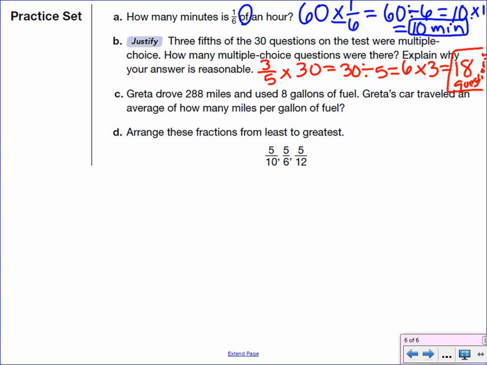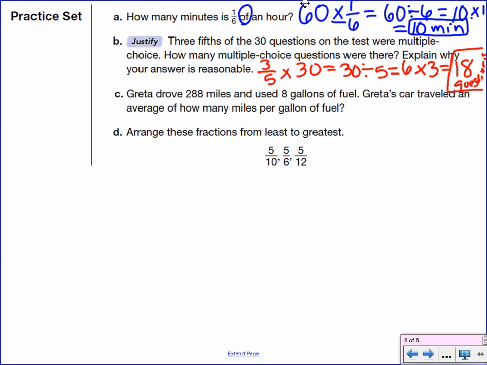And then it says, explain why your answer is reasonable. Well, 3/5, if I look at that fraction, I know is going to be a little bit more than a half, because 2.5 would be half of 5. So it's going to be a little bit more than half, and half of 30 is 15. So a little bit more than 15 is 18. So it's a reasonable answer. If I got 40 questions to be multiple choice, then I'd know I did something wrong because there's not even 40 questions on the test.